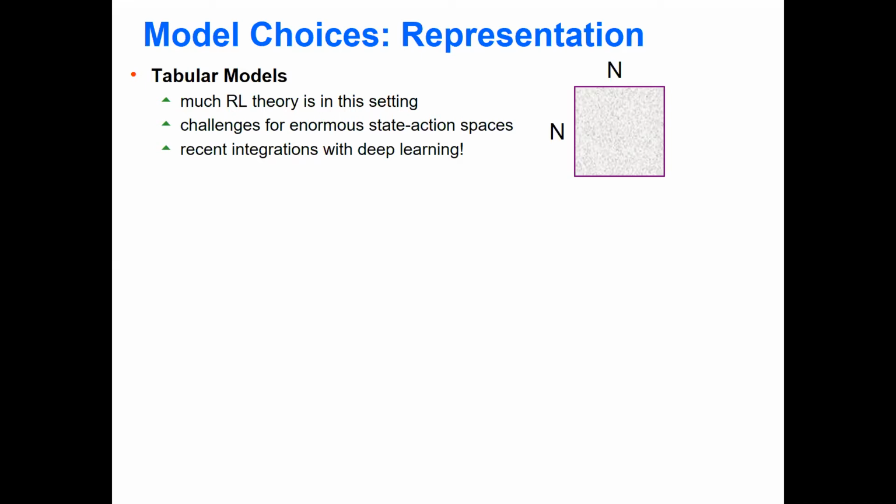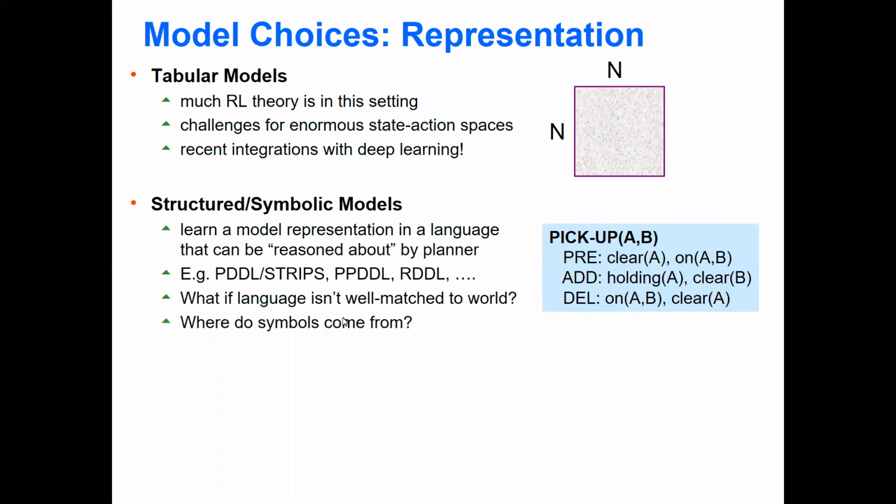So we're going to talk about this and even show that it's not dead in the water, even though it's tabular. The other type of technique, and this is sort of really near and dear to the hearts of ICAPS people. So structured and symbolic models. These are things like STRIPS and PDDL. You pick some language to represent the environment in, and you try to learn a representation of the environment in that language.